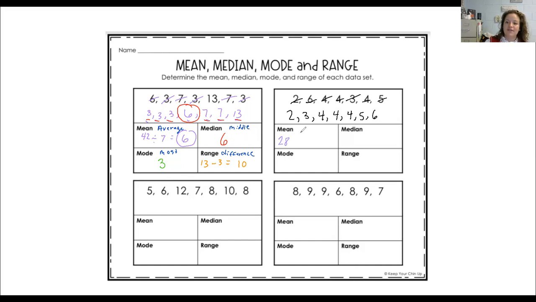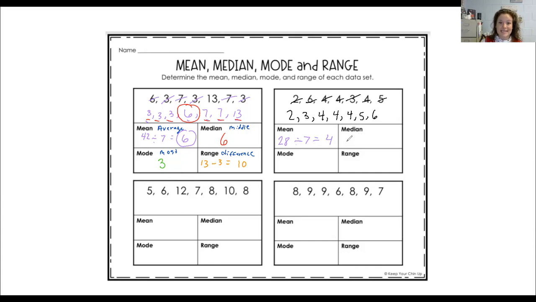28. And now that we've added up, we have to divide by the number of digits. So how many digits do I have there? 1, 2, 3, 4, 5, 6, and 7. So we're going to divide by 7. So 28 divided by 7 gives me 4. So the mean is 4. Very good. Now let's look at the median.